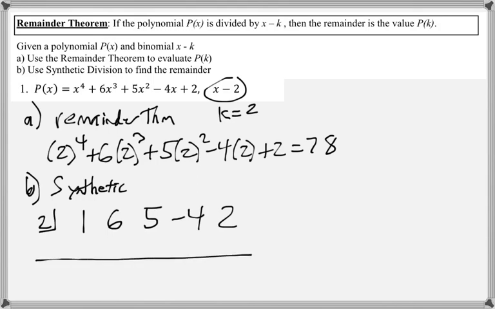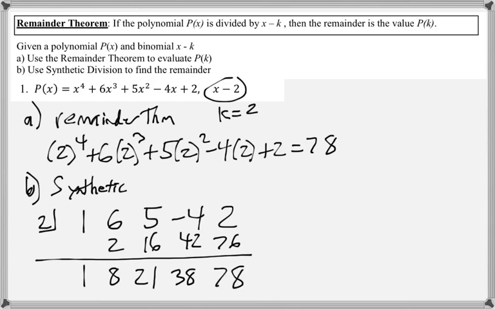And then if I use synthetic division, bring down the 1, times 2 is 2, 6 plus 2 is 8, 8 times 2 is 16, 5 plus 16 is 21, 21 times 2 is 42, add these up I get 38, 38 times 2 is 76, add these up and I get 78. So this would be where the remainder is when we're doing synthetic division.